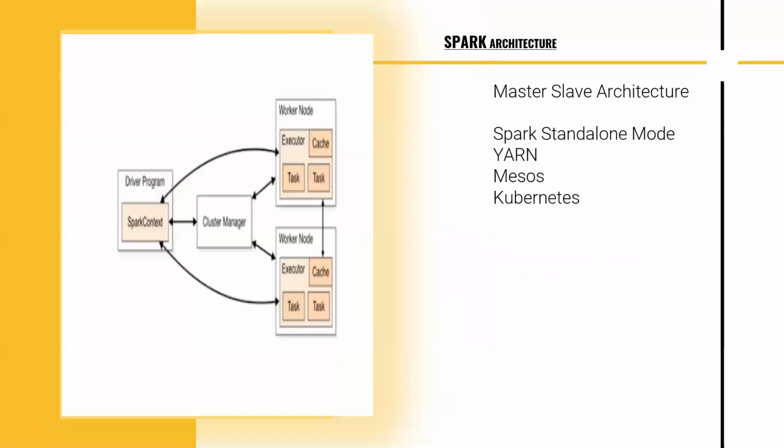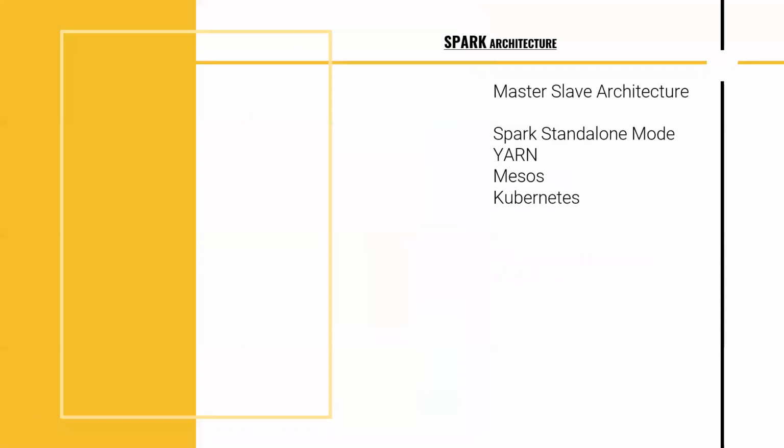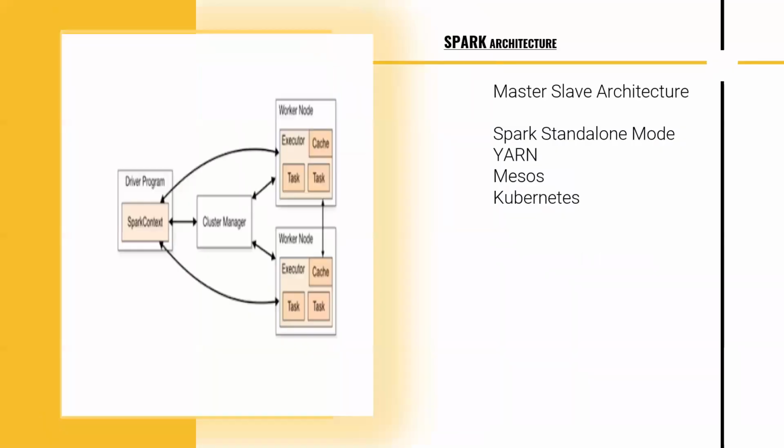It's again a master-slave architecture, and there are different modes in which Spark operates. It's standalone mode, then YARN, then Mesos and Kubernetes. These are all cluster managers. There are different implementations in how you can manage your cluster. So these are the four modes where Spark operates.